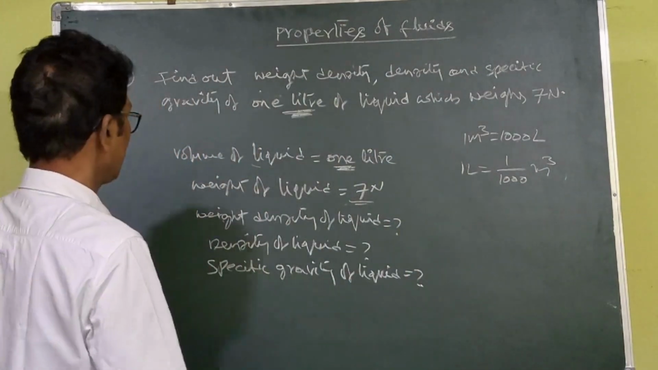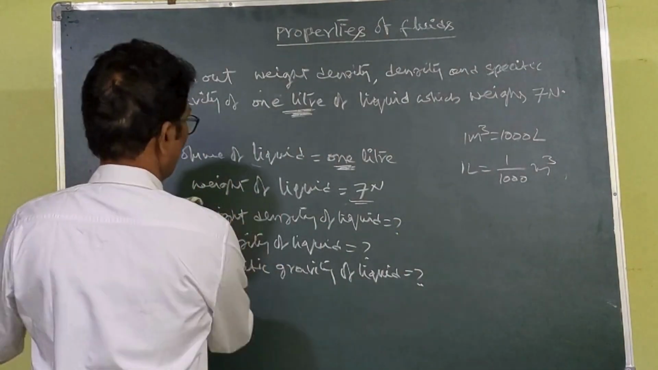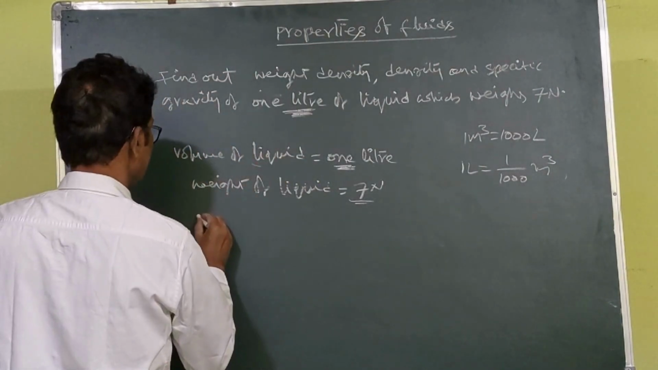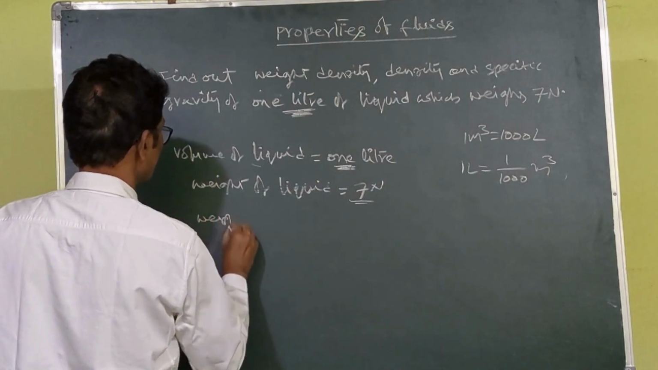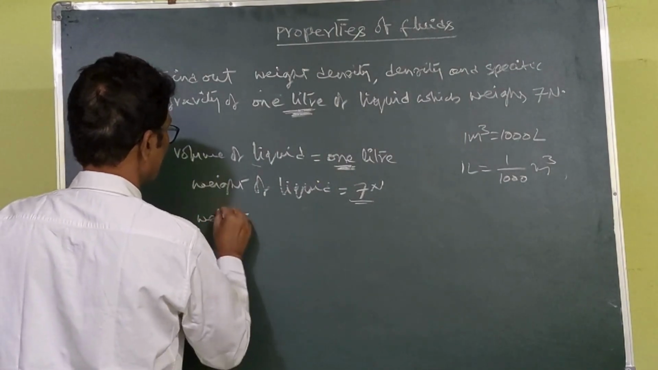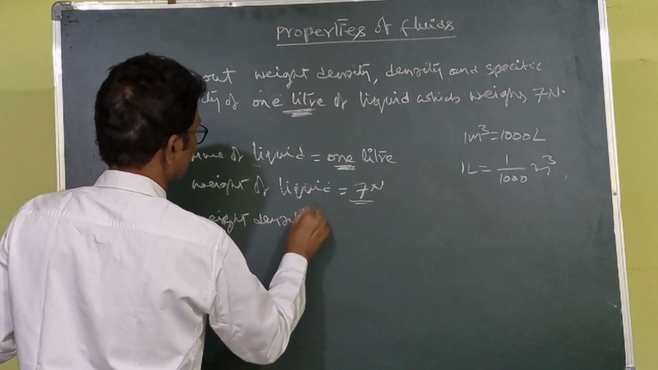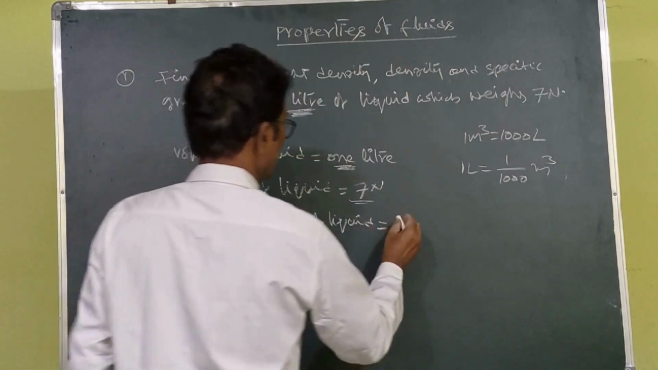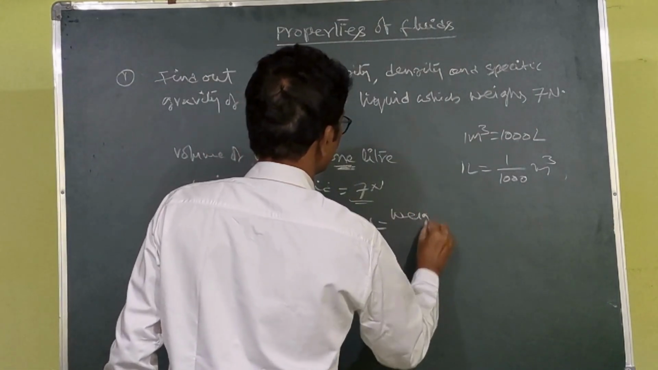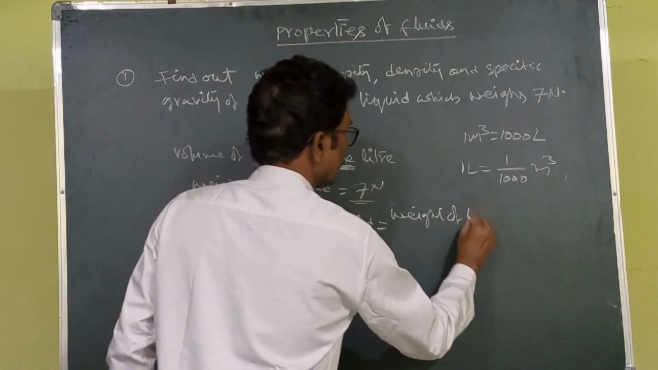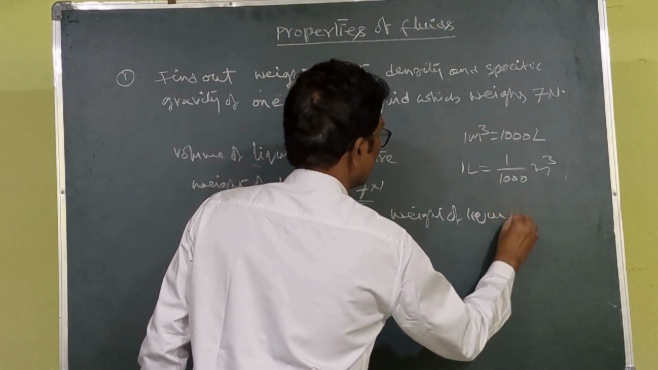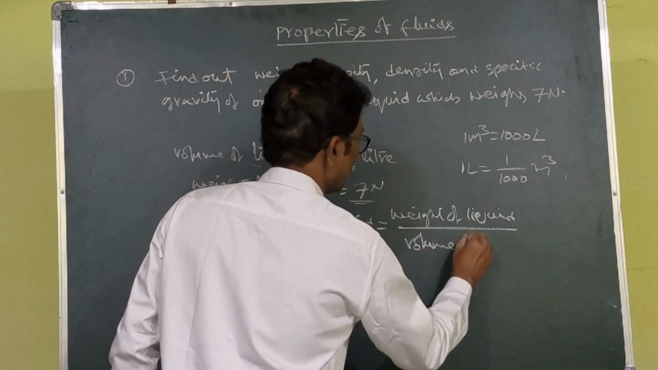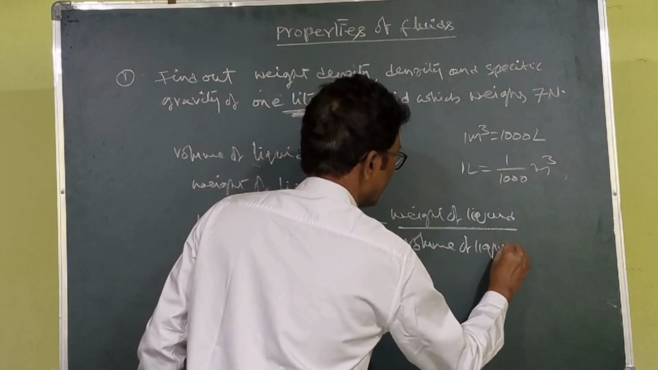Coming to this one, first we can find out weight density. Weight density of liquid equal to weight of liquid divided by volume of liquid.